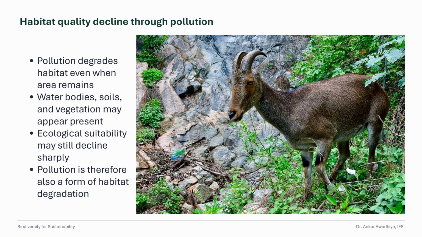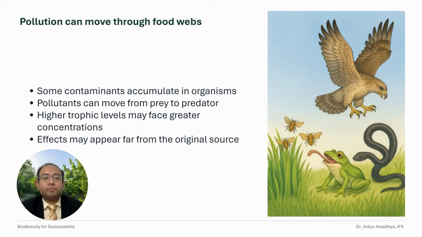habitat. We should therefore understand pollution not as something separate from habitat, but as a mechanism that degrades habitat quality from within. The image of Nilgiri Tahr with plastic trash inside Mukurthi National Park shows this clearly, because even when habitat still appears intact, contamination can sharply reduce its ecological suitability for wildlife.